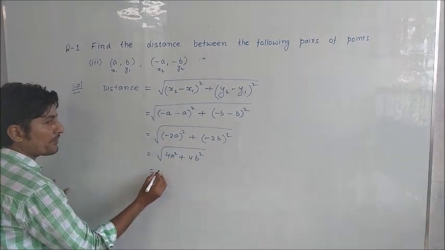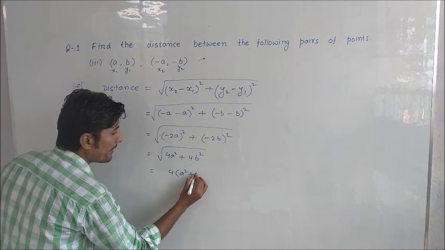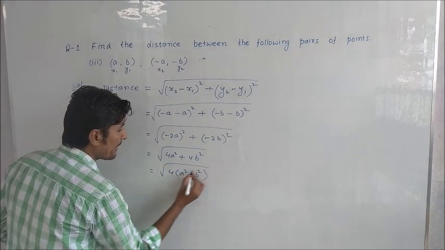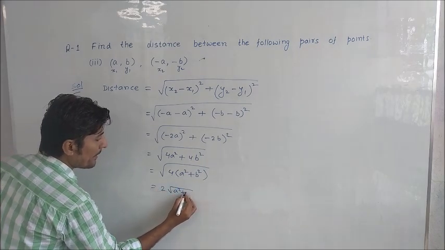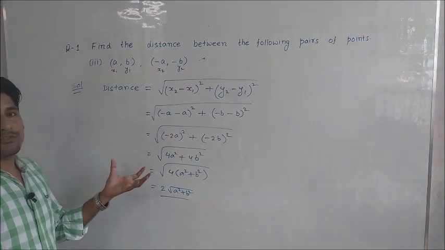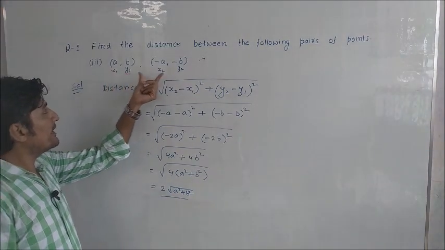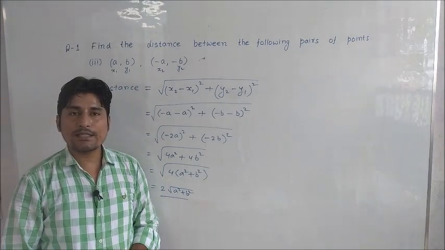Now from these two terms we can take 4 as common, 4 under bracket a square plus b square under root, and finally we can write here 2 under root a square plus b square. So this is the final solution of this question. It means the distance between these 2 points will be equal to 2 under root a square plus b square.